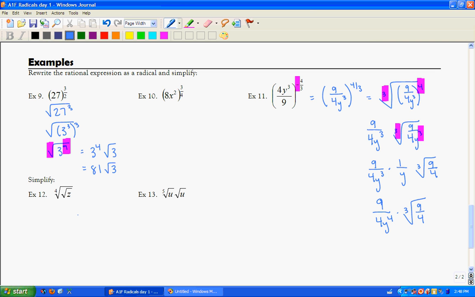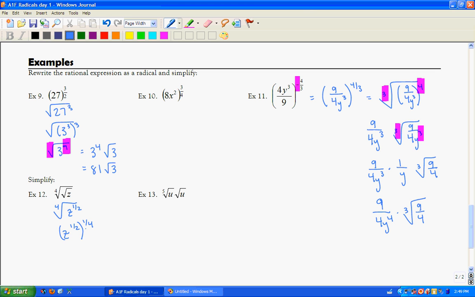One last thing, then you might see this in your textbook. You have the 4th root of the square root of z. It may help you to write these with rational exponents in order to simplify them. So the square root of z, you could write as z to the 1/2 power. And then we could rewrite that to the 1/4 power to take into account that 4th root.